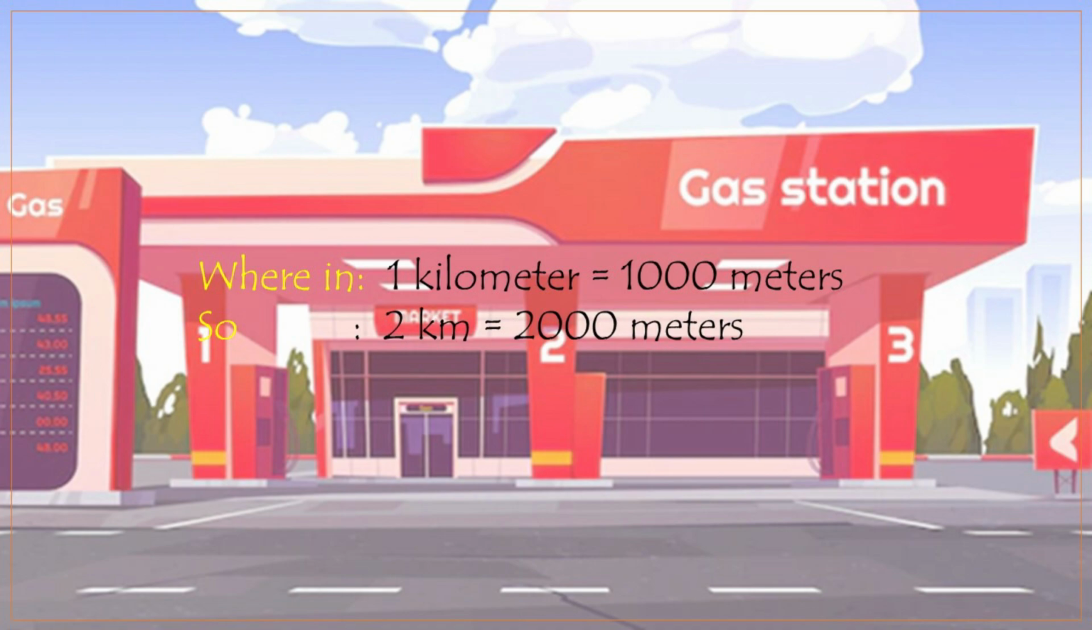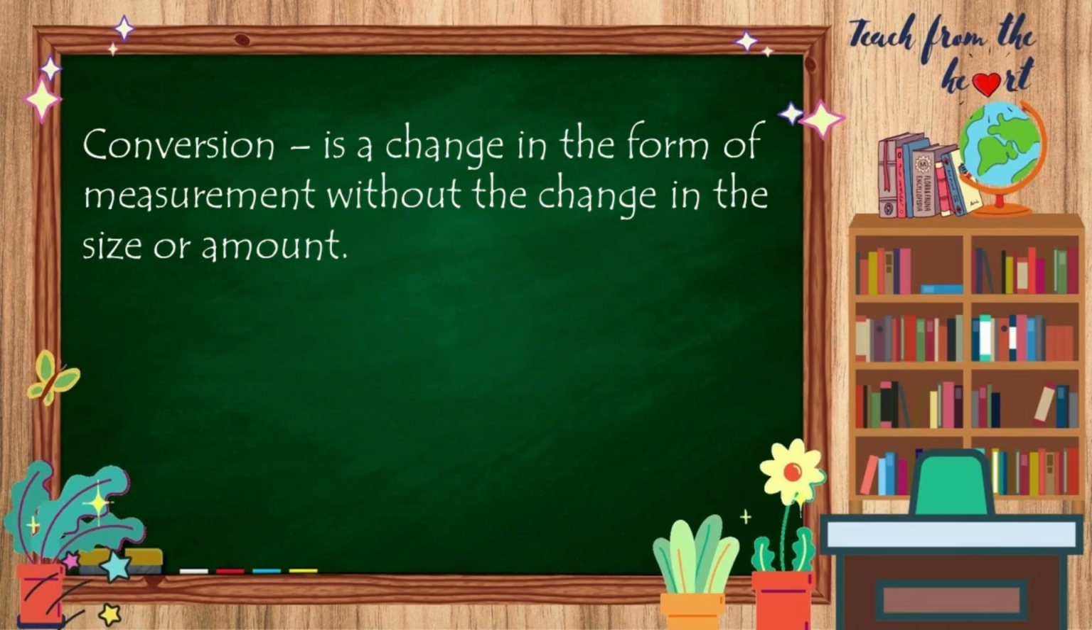What process did you use to find the answer? Very well said. Don't you know that in Exploratory Cookery, conversion is used to change the unit of measurement of a dry ingredient to another unit? Can you give at least 3 examples of a dry ingredient?